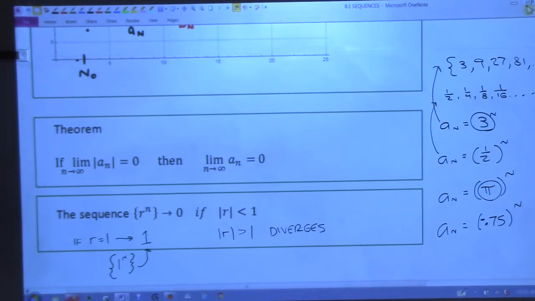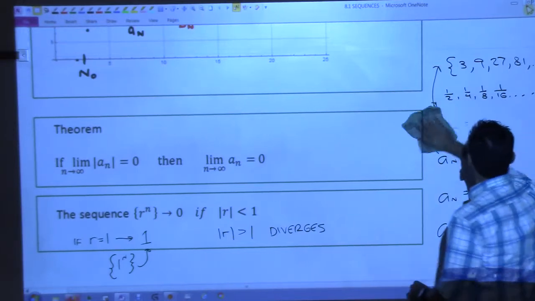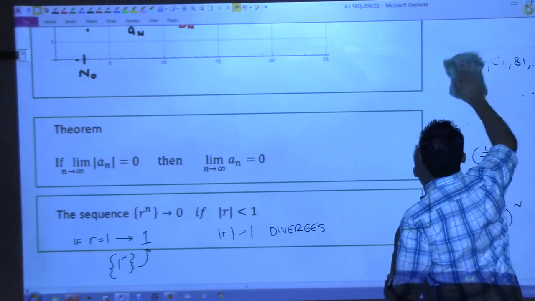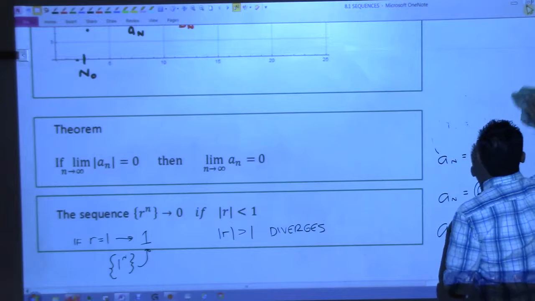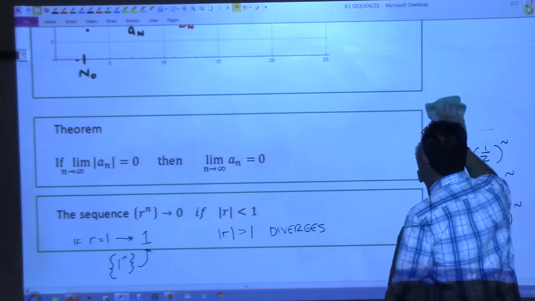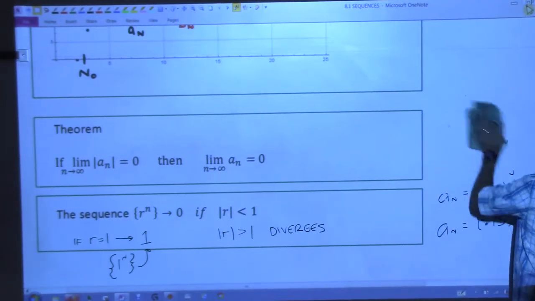Okay, you all good? All right, I think we're ready to shift gears a little bit. We're going to go to the back page of the notes and talk about some other things here.